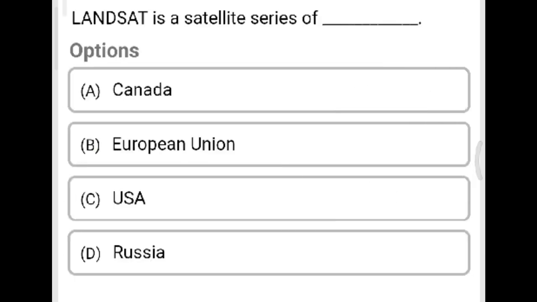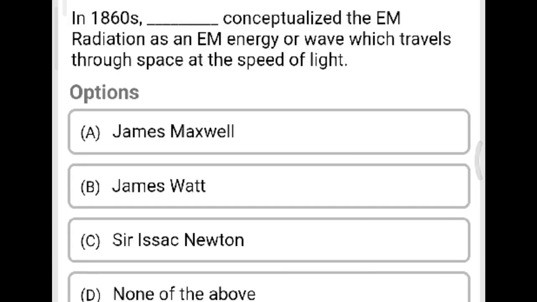Next question, Landsat is a satellite series of option A Canada, option B European Union, option C USA, option D Russia. The correct answer is option C USA. Next question. In 1860s, dash conceptualized the EM radiation as an EM energy or wave which travels through the space at the speed of light. Option A James Maxwell, option B James Watt, option C Sir Isaac Newton, option D none of the above. The correct answer is option A James Maxwell.